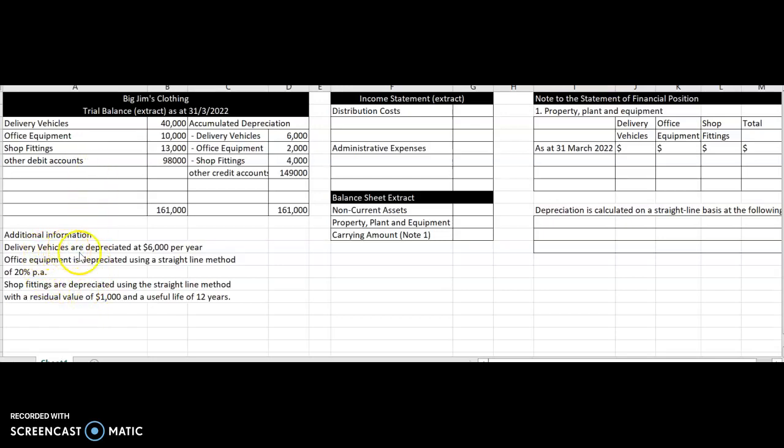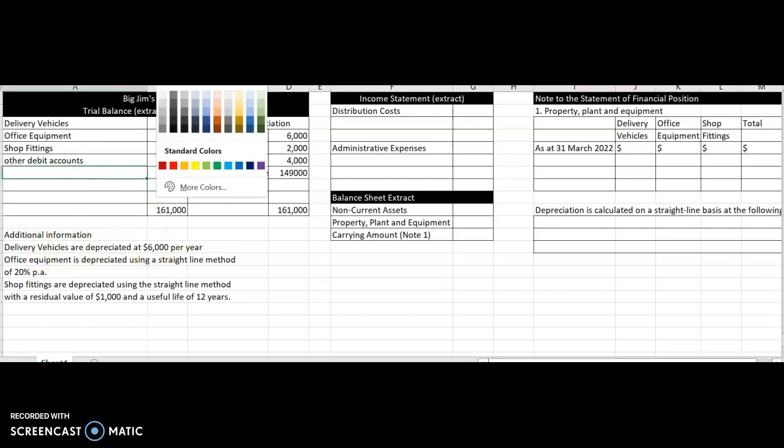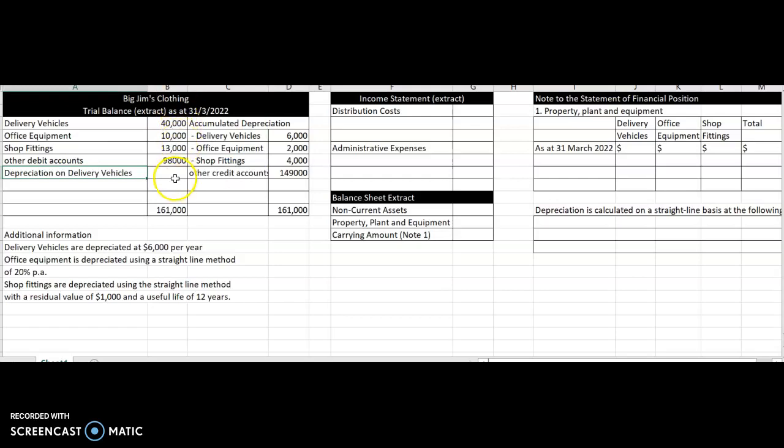Firstly, delivery vehicles are depreciated at $6,000 a year. So what we're going to do is just put our depreciation on delivery vehicles in there and type 6,000. When you type 6,000 on the left-hand side, debit side, you also have to put that on the credit side. So what am I going to do up here? Good. So we're going to change that from 6,000 to 12,000. Add 6,000 to both sides. You see that it balances down the bottom.